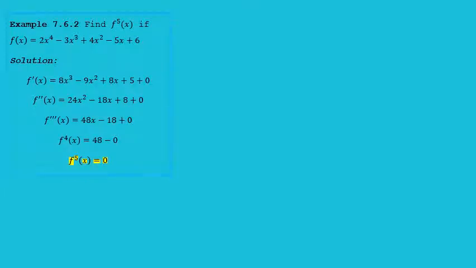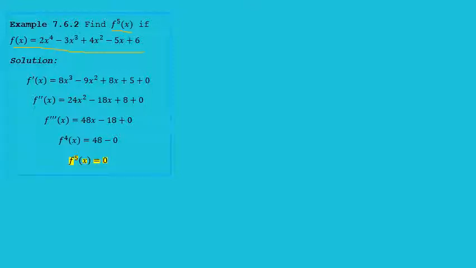Okay, so let's give an example. For the first example class, find the fifth derivative, f to the power of 5, if the given function is 2x to the 4 minus 3x cubed plus 4x squared minus 5x plus 6, which means ikalimang derivative. Okay, para makuha nyo yung ikalimang derivative, kailangan muna i-solve nyo si first, si second, third, hanggang fourth. Kasi hindi ka pwedeng dumiretso. Okay, step by step tayo.